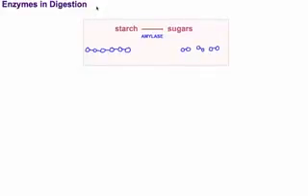The key to understanding enzymes in digestion for module B2 is remembering the names of the enzymes and what substances they work on. For example, in this first one, starch is broken down into sugars by an enzyme called amylase. If you were to draw it diagrammatically, the starch looks like a long chain, and when you break it down into the sugars with amylase, it's broken down into these smaller units.